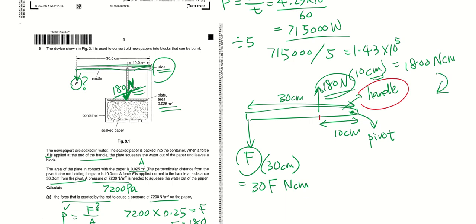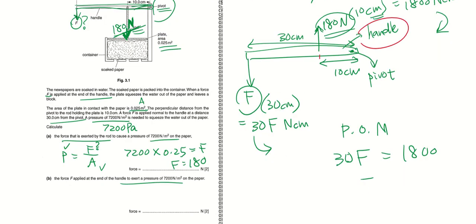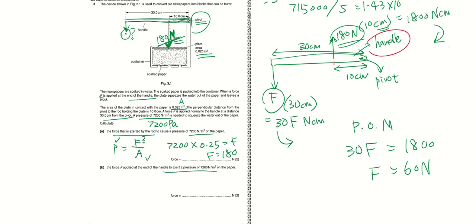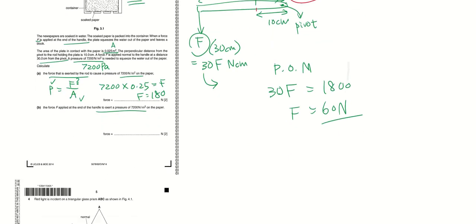Step 5, you determine what's the direction of the moment. For this, it will be an anti-clockwise moment. Then you apply your principle of moments, whereby the sum of clockwise moments equals the sum of anti-clockwise moments. So it equals 1800. Therefore, my force will be 60 newtons. Okay. So some of you actually don't run through the 6 steps. You just do it like that, and you get 60 newtons. That's fine as well, right?